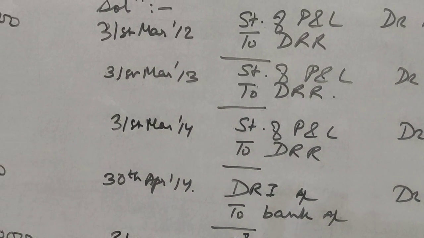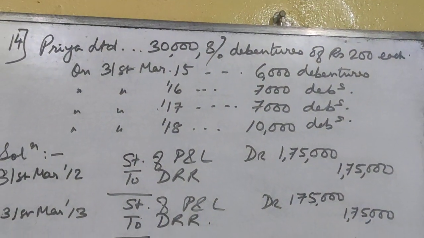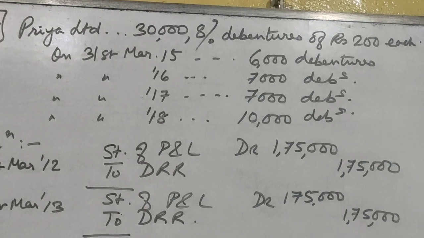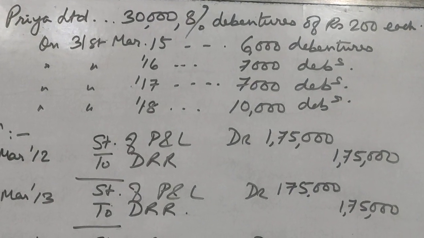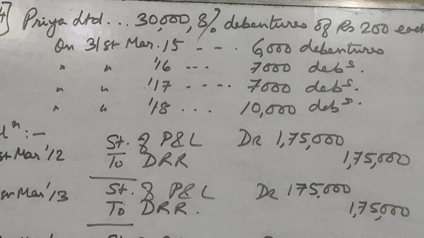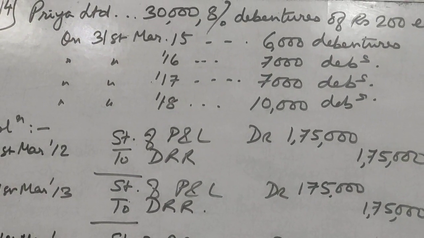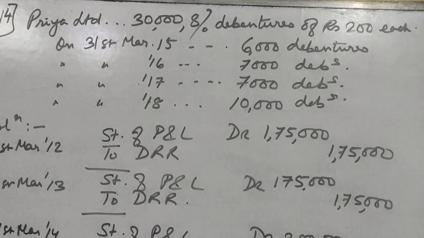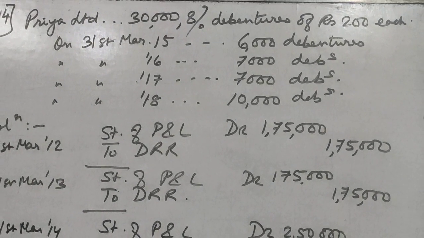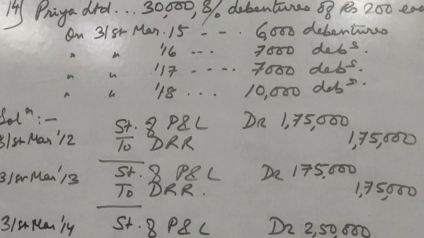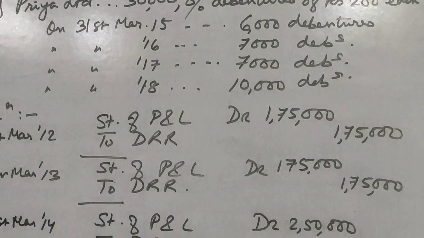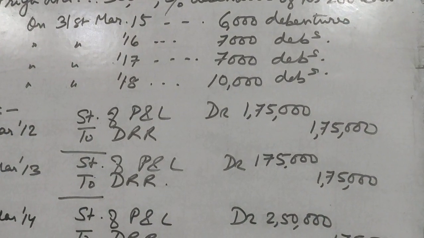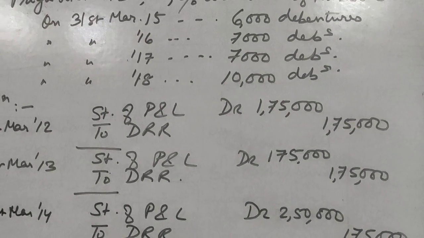If you see over here, the company is issuing 30,000 debentures of rupees 200 each, but they are redeemable in lots, in installments. On 31st March 2015, 6,000 debentures are redeemed. Again on 31st March 2016, 7,000 debentures are redeemed. Again on 31st March 2017, 7,000 debentures are redeemed. And on 31st March 2018, the remaining 10,000 debentures are redeemed.